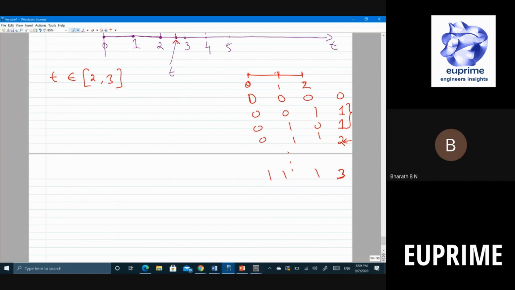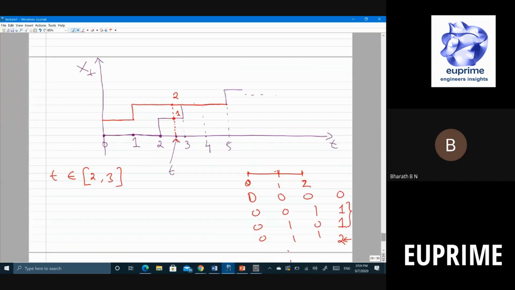So the probability that xt equal to 2 is how much? You should look at all possibilities, right? 1, 1, 0, 1, 0, 1, 0, 1, 1. Did I miss anything? Yeah, these are the possibilities. What is the probability of this to happen? p squared into 1 minus p. This is also p squared into 1 minus p, p squared into 1 minus p. So totally 3p squared into 1 minus p is the probability that xt equal to 2 when t is between 2 and 3. So you can describe the probability. Is that fine? So with this, I'll stop.